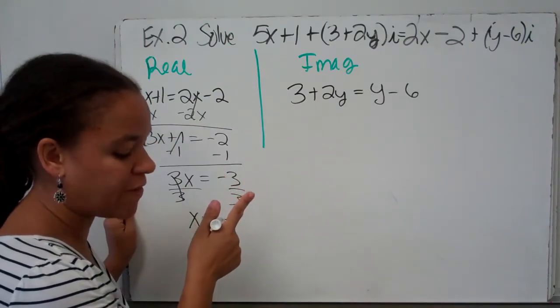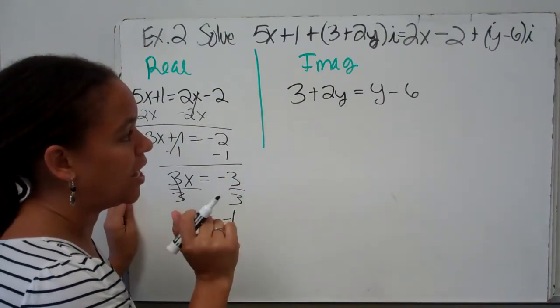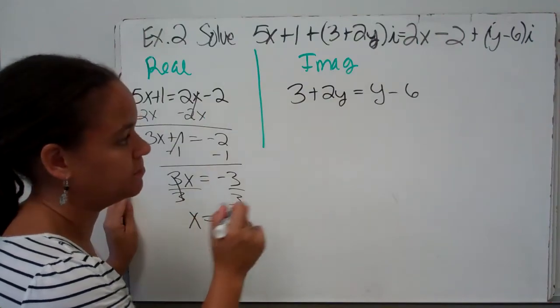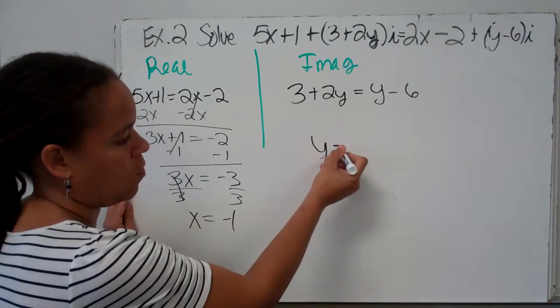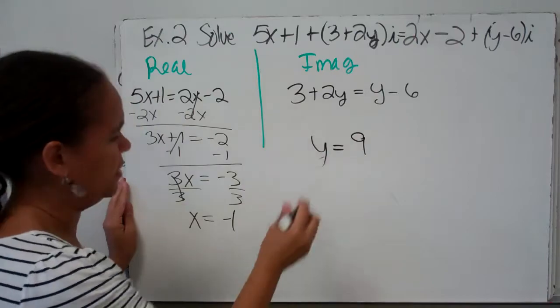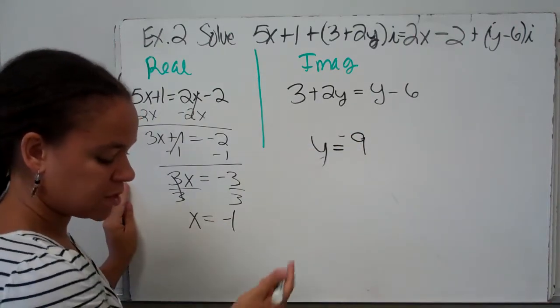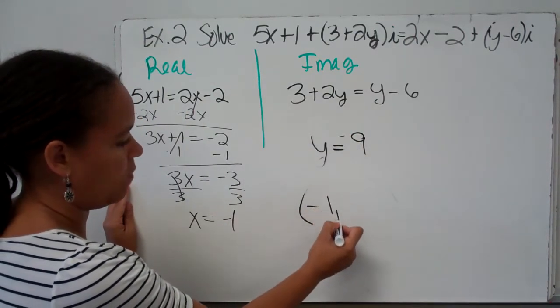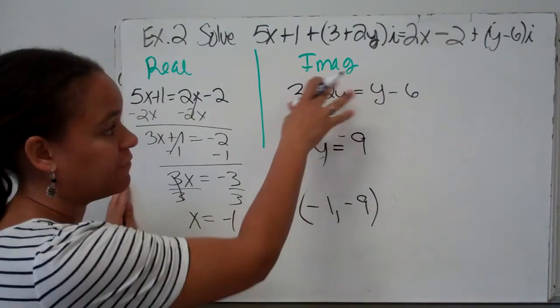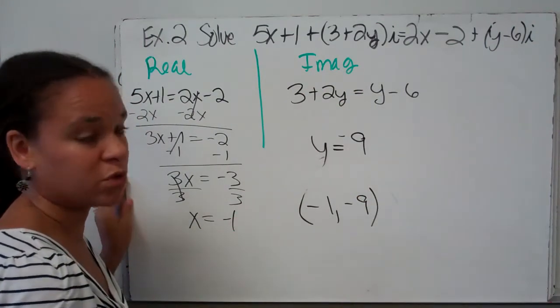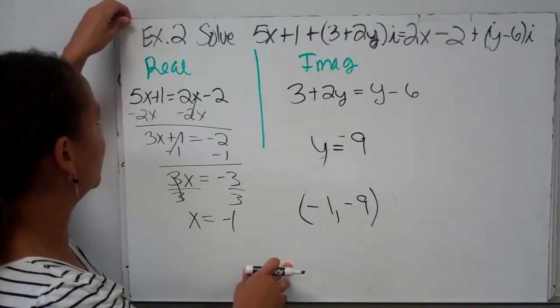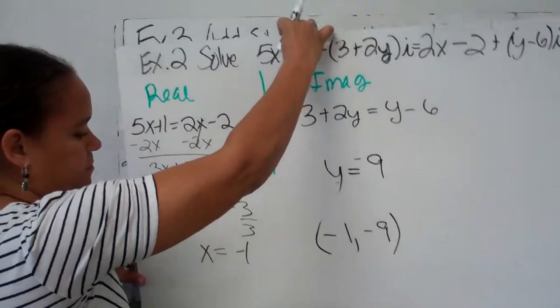Why don't you go ahead and try that one, show me your work, and you should end up with, hopefully, y is equal to negative 9. So the way we would write our answer would be negative 1, negative 9. If you didn't get that when you showed your work, let me know and we'll look at it tomorrow. All right, let's look at another example.